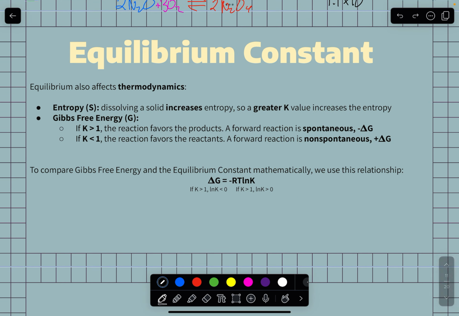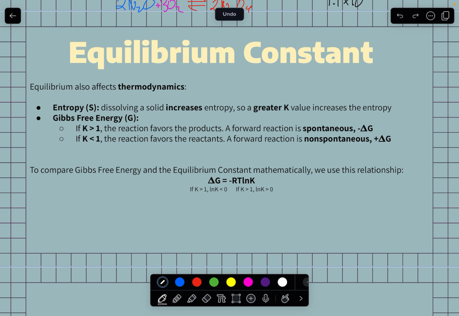All right. So with thermodynamics, right, equilibrium connects to every unit. With thermodynamics, remember we talked about entropy. Entropy is the disorder or how spread out the energy is. If we're dissolving a solid, it increases the entropy, which means we have more product, right? So a greater K value also increases the entropy because that means we're product favored. That means we're dissolving more. So if you increase K, you're increasing the entropy.